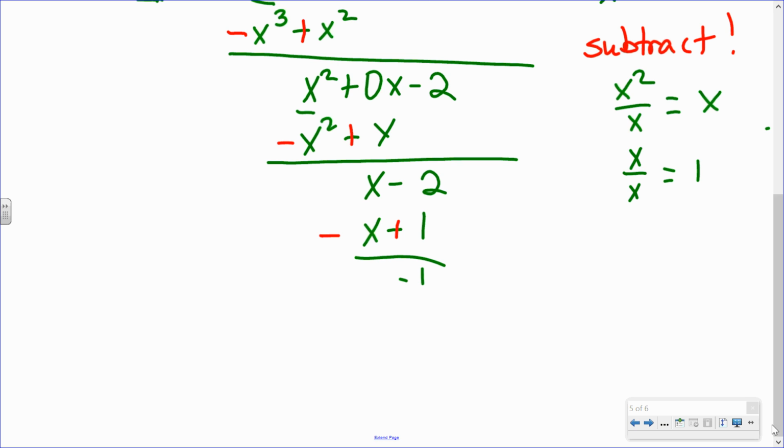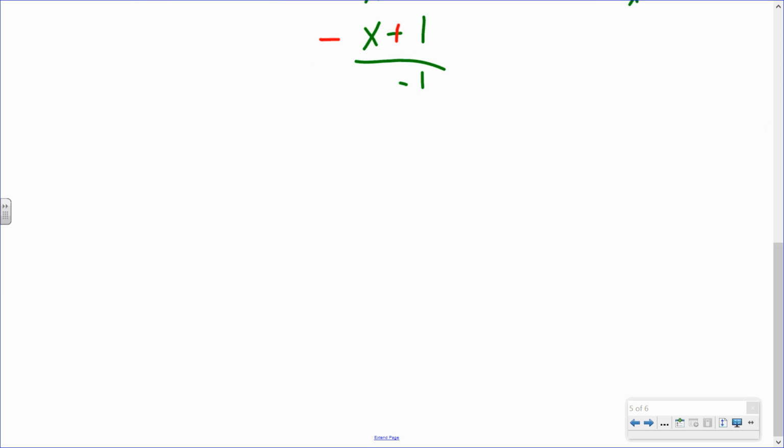Okay, there are two ways that you can check these. And so I'm not going up and down all the time, I'm going to recopy what we had: x cubed minus 2 divided by x minus 1. And we got x squared plus x plus 1 minus 1 over x minus 1.